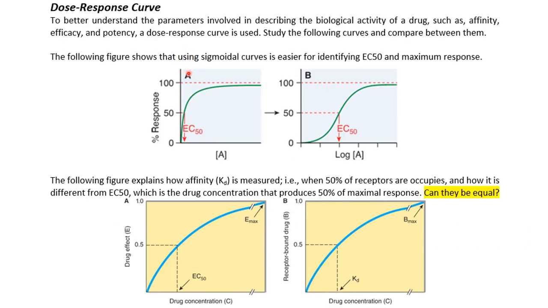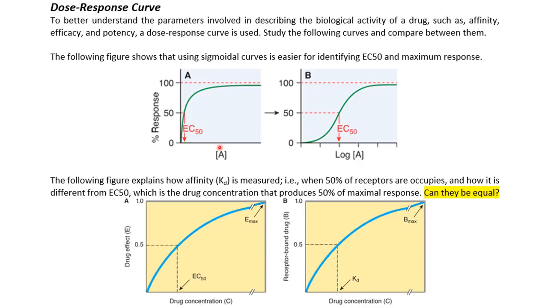In order to understand the parameters we talked about that are involved in the biological activity, such as affinity, efficacy, potency, it's better to compare between drugs and look at what's called a dose response curve. So let's look at these curves. First of all, let me explain what the dose response curve is. If you have the drug dose on the x-axis, then the response on the y-axis, you will have a curve like that, which says that as the drug concentration increases, then the response increases.